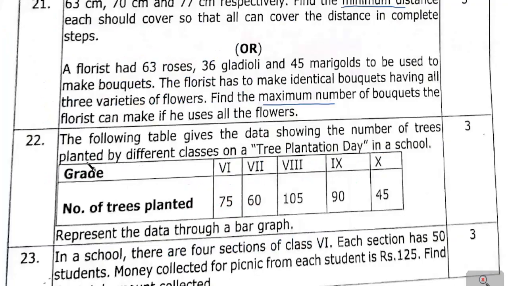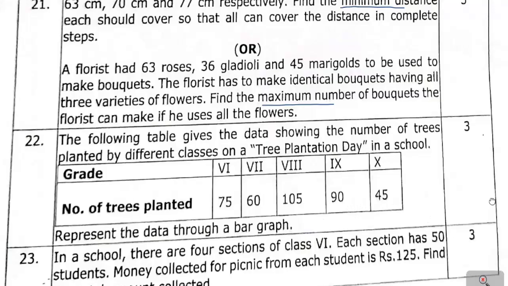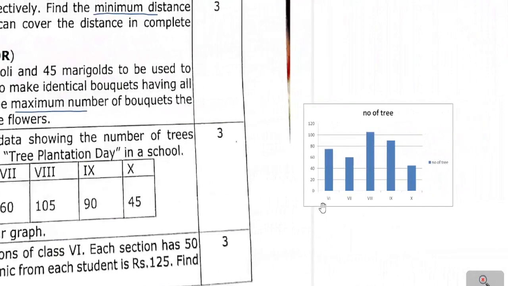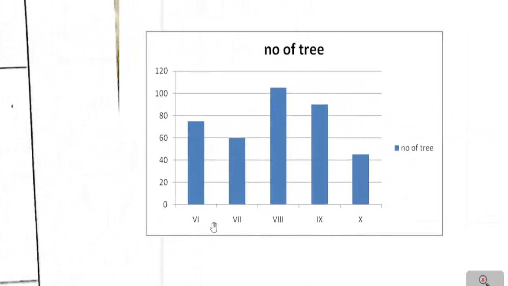The 22nd question: the following table gives the data showing the number of trees planted by different classes on a tree plantation day in a school. Grades 6th, 7th, 8th, 9th, 10th, and number of trees planted 75, 60, 105, 90, 45. Represent the data through a bar graph. The grade of classes is noted on the x-axis and the number of trees on the y-axis. So this is the result.